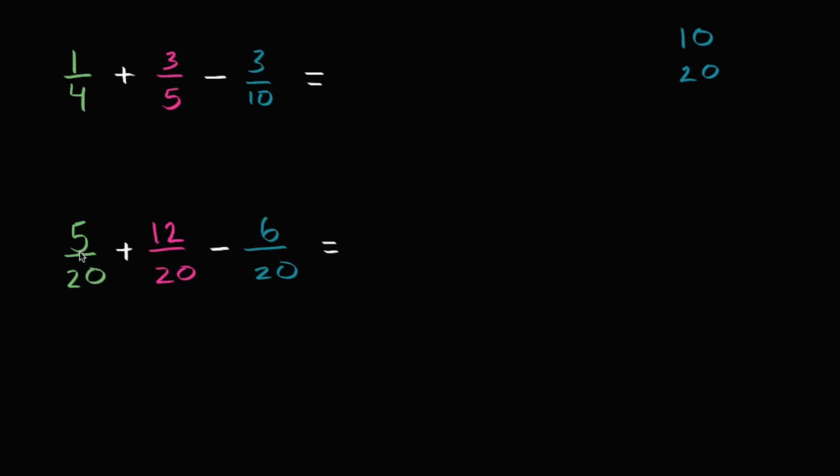Well, now I have 5 twentieths plus 12 twentieths minus 6 twentieths. So what is this going to be? Well, there's a bunch of ways you could think about it. You could say, well, this is going to be 5 twentieths plus 12 twentieths minus 6 twentieths, or another way of thinking about it, the way I just wrote it here, 5 plus 12 minus 6, all of that over 20. This is how many twentieths are going to result. So what does that equal to?